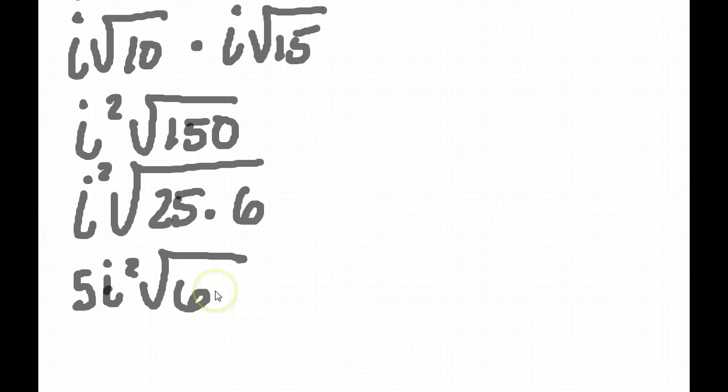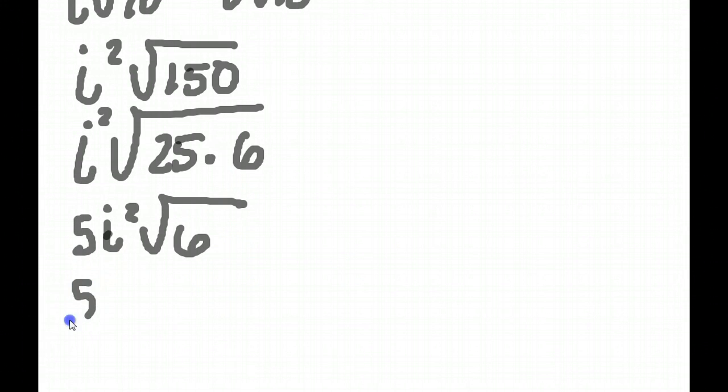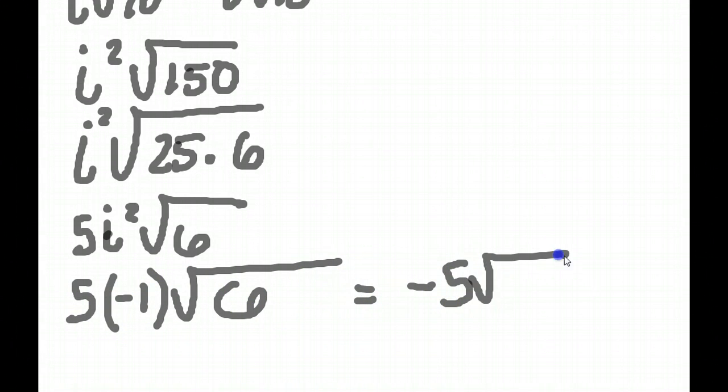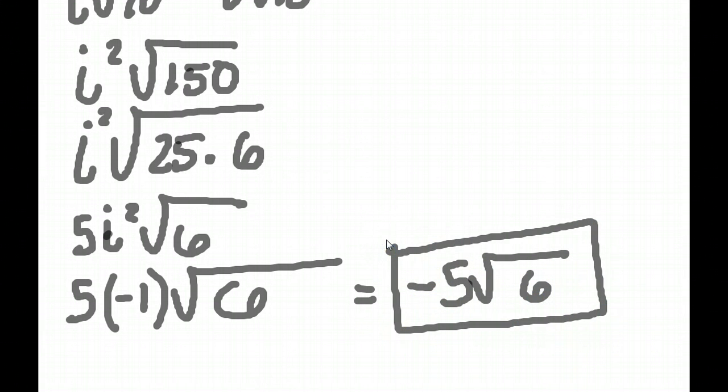Now that i squared also we can rewrite as negative 1, because i squared equals negative 1. So we have 5 times negative 1, times the square root of 6. And 5 times negative 1 is negative 5, so we have negative 5 square root of 6. And that is your answer.